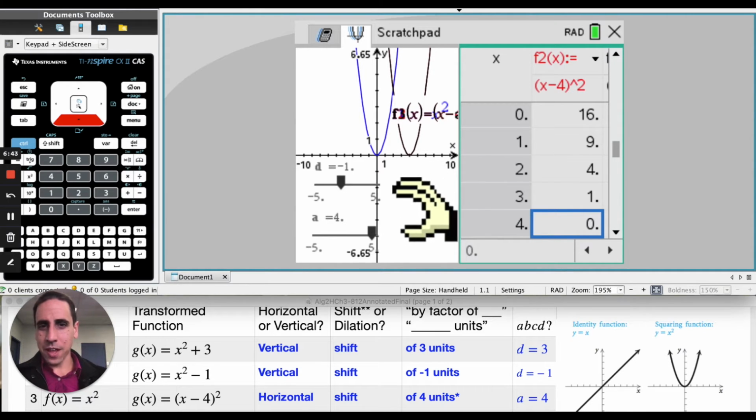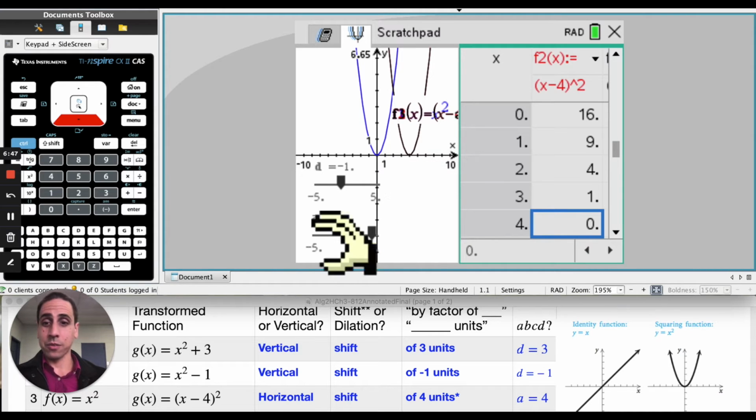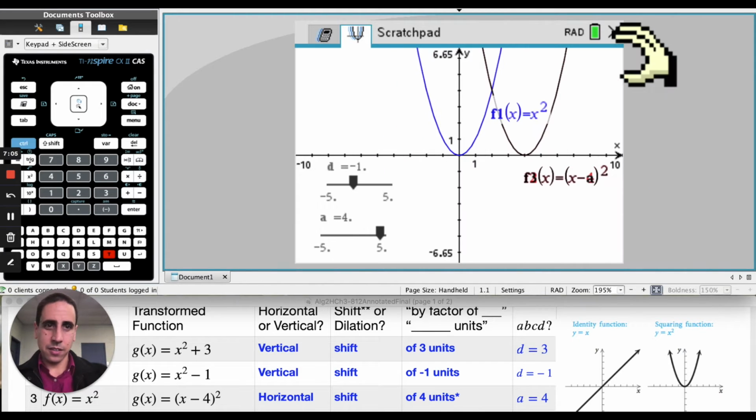And perhaps that's why you can see that the whole thing gets shifted positive 4 units when we see x minus 4 squared. So we're going to say that the A value is 4 here, positive 4. And this little asterisk is here because it might be opposite of what you would expect. Control T to hide the table. Tab. The next line on your notes is line 4.